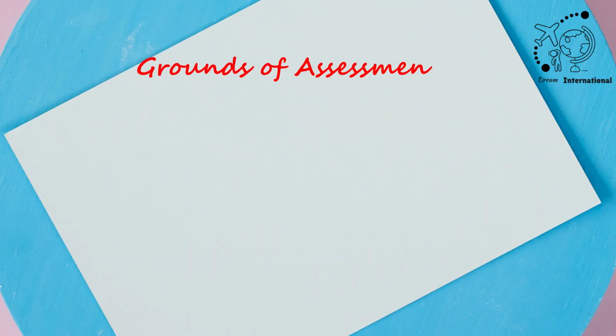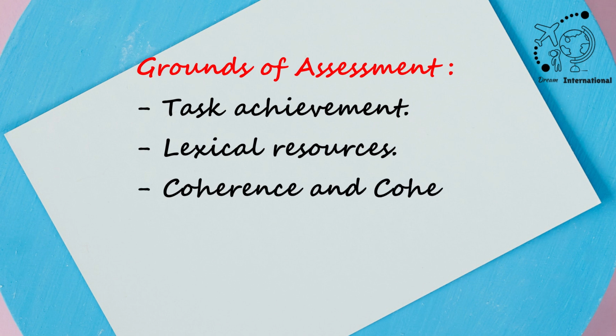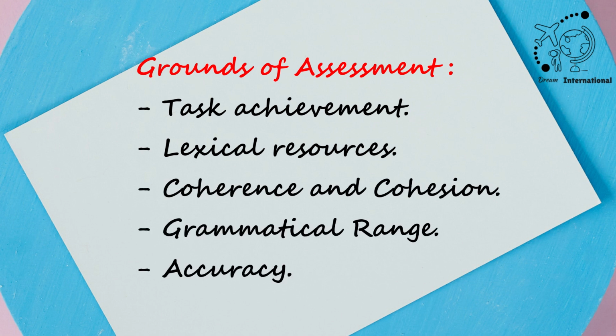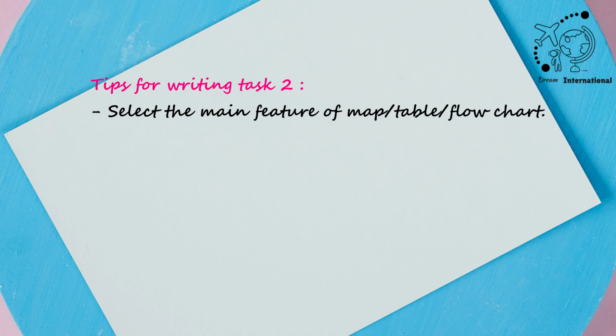The first one is your task achievement. Now, task achievement means the ability to answer properly. Lexical resources, vocabulary, cohesion and coherence I've just explained, along with grammatical range and accuracy, which is again your grammatical ability. Now let's talk about the tips that you should follow for getting a good score in your IELTS writing task 1. First one, pick the main feature of the map, flow chart, table, whatever is given in the question.